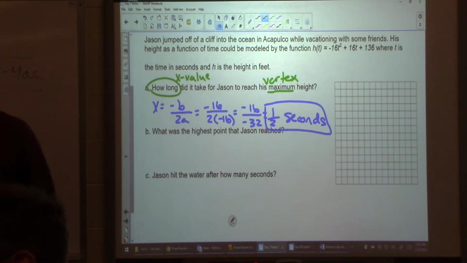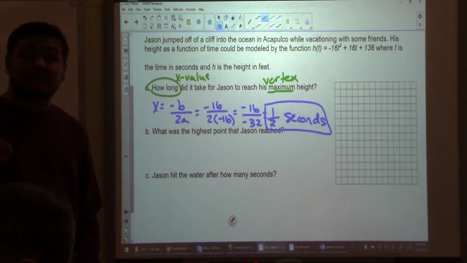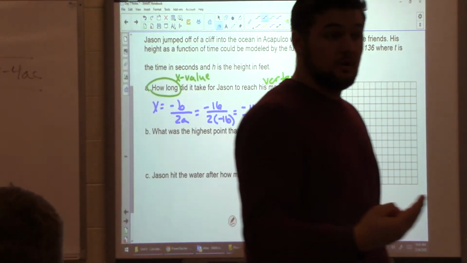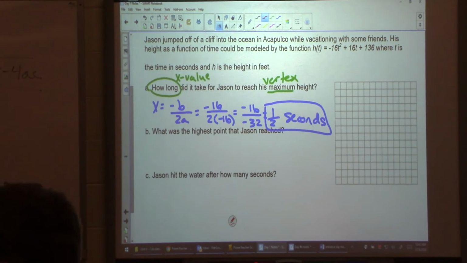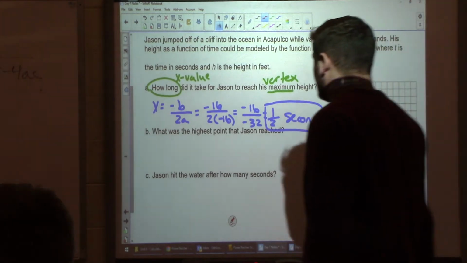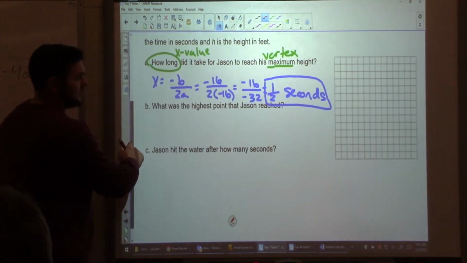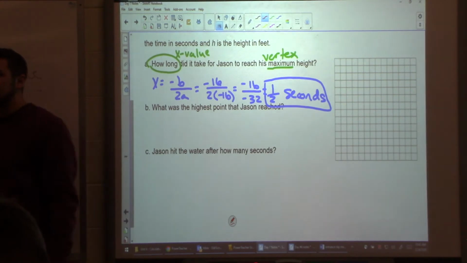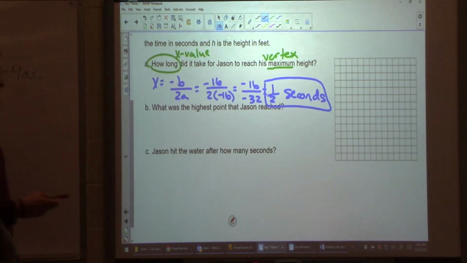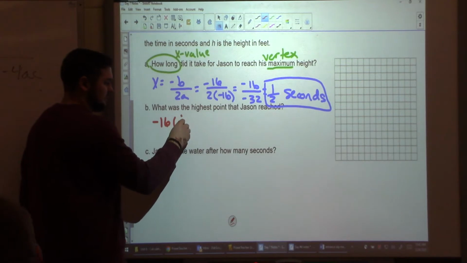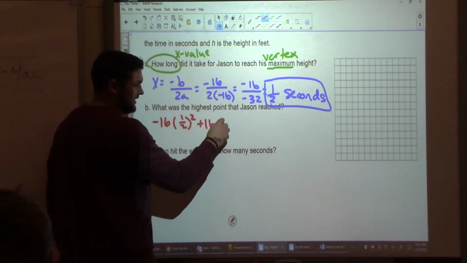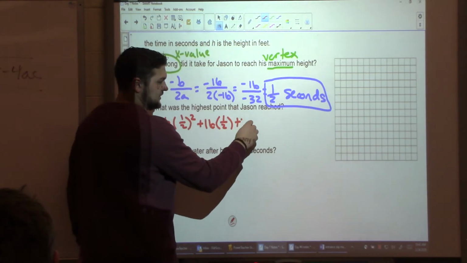So it wants to know, what is the highest point he reached? In other words, what was his maximum height? That's the y value at the vertex. Maximum, vertex, height, y value. So the highest point he reached is the y value. Well, if I found my x, how do I find my y? Plug it back in. So we get negative 16 times 1/2 squared plus 16 times 1/2 plus 136.